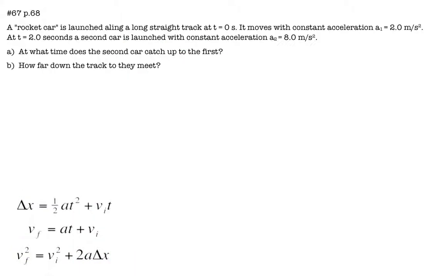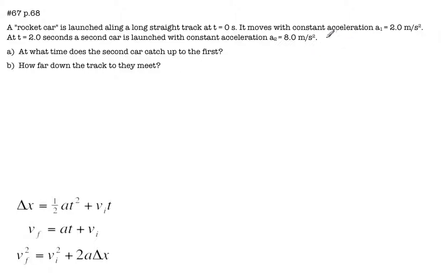Going on, I have one more example problem here. It says a rocket car, this is number 67. A rocket car is launched along, typo, a long straight track at t equals 0 seconds. It moves with a constant acceleration of 2 meters per second squared. At 2 seconds, a second car is launched with a constant acceleration, a sub 2, of 8 meters per second squared. And it wants to know at what time does the second car catch up to the first car, and then how far down the track do they meet.